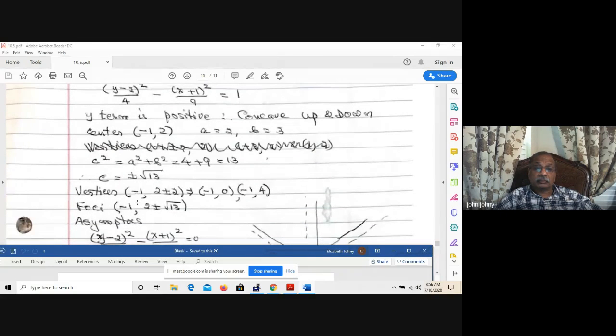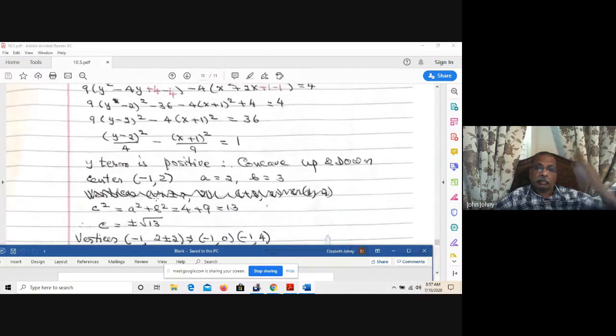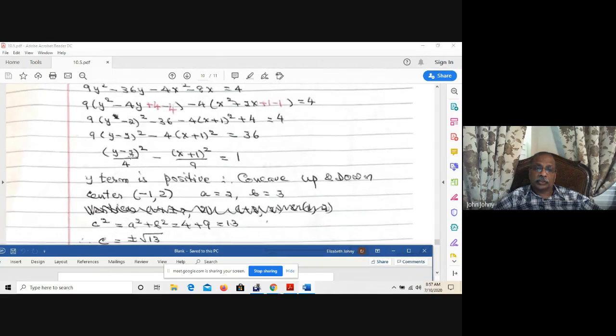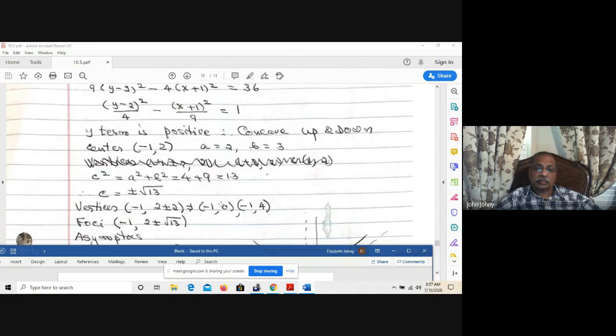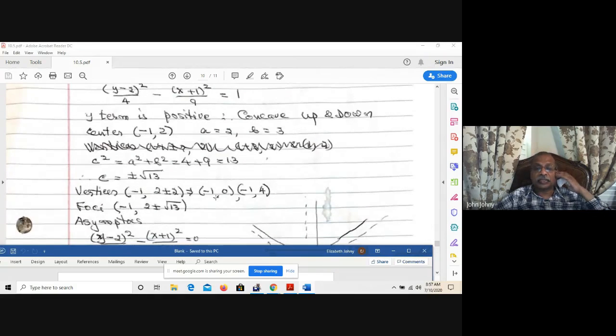Vertices: (−1, 2 ± 2), because you recall that formula. The vertices are (h, k ± a), this is k, and a is 2. So that is k plus a and k minus a, so 2 plus or minus 2. That's (−1, 0) and (−1, 4). For the foci, a similar formula: (h, k ± c), so (−1, 2 ± √13).